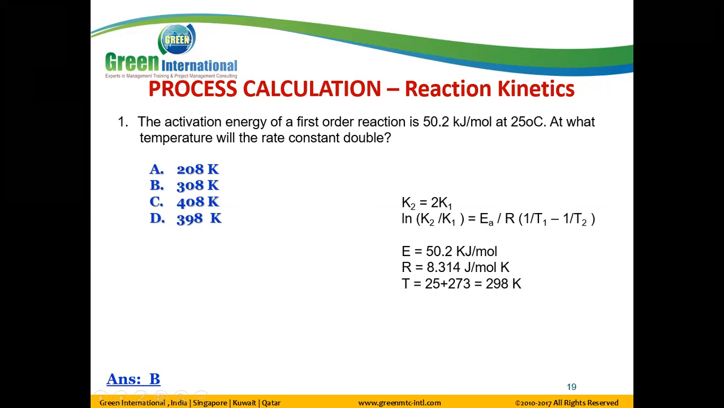K equal to A e to the power of minus EA by RT. So for K1 you can write 1, K2 you can write 2, like temperature 1 and temperature 2. Then when you divide these two equations, you will get ln K2 by K1 equal to EA by R into 1 by T1 minus 1 by T2. From there you can calculate it.